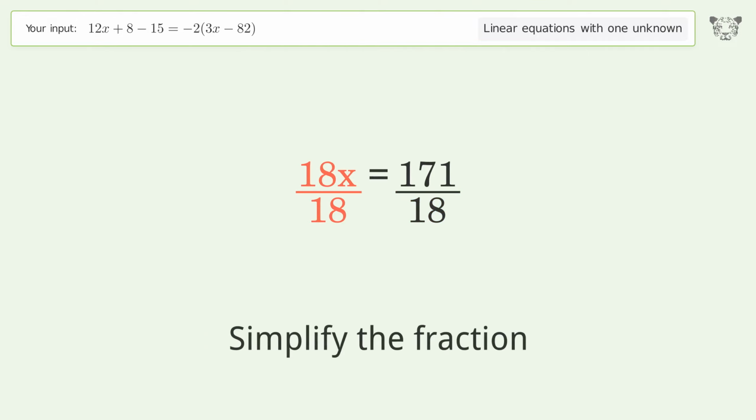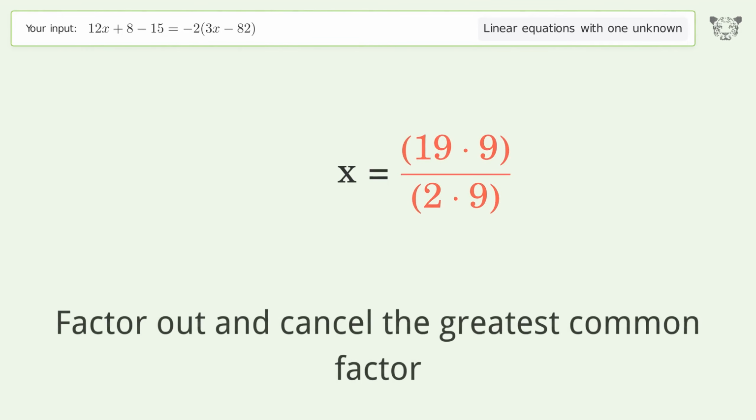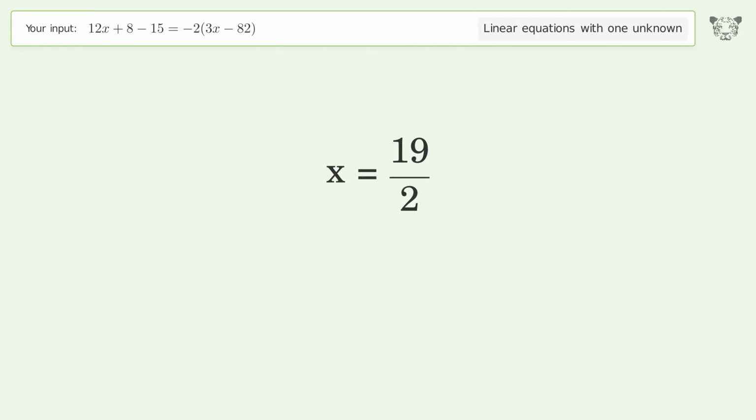Simplify the fraction. Find the greatest common factor of the numerator and denominator. Factor out and cancel the greatest common factor. And so the final result is x equals 19/2.